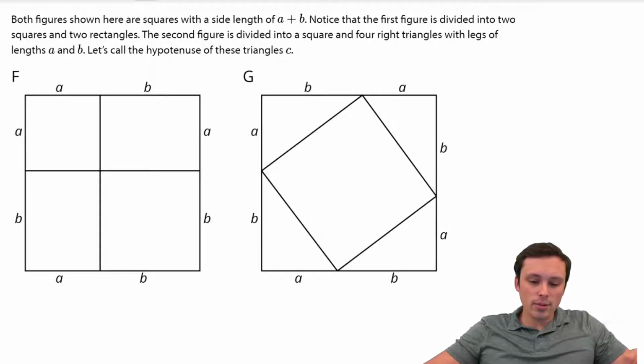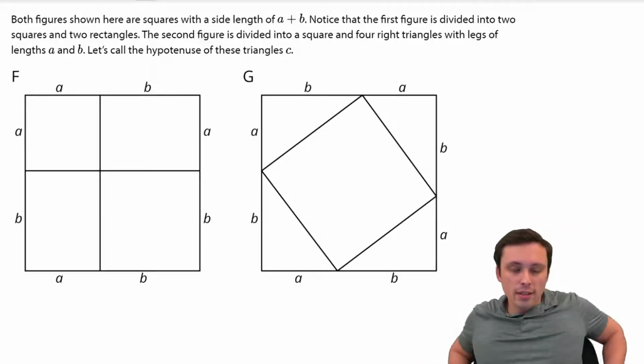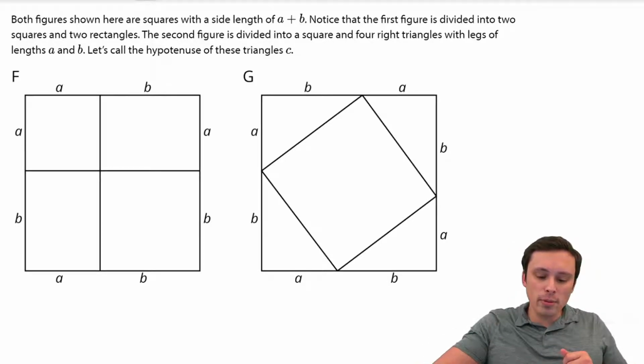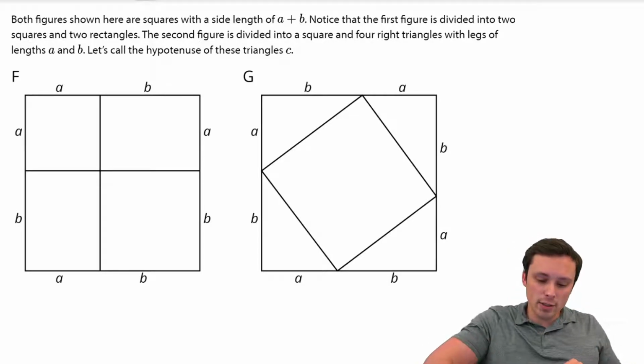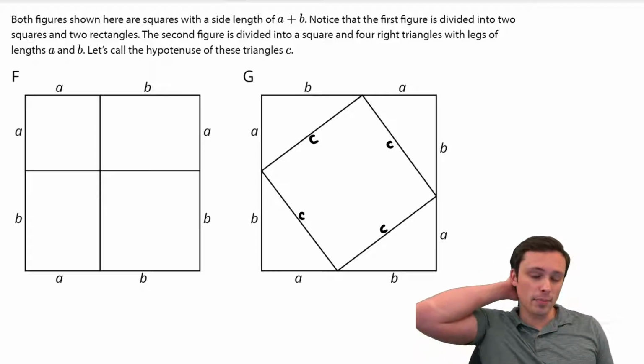Okay, so again, we're noticing things about the sides here. And we've defined what c is, so maybe we should actually label that in this problem. Let's throw in a c wherever we should have one. It's the hypotenuse of the right triangles with legs of lengths a and b.